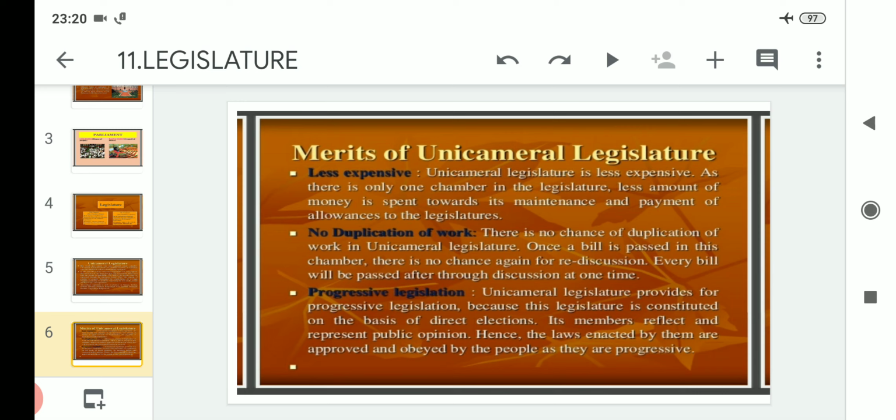So as a result, what will happen? All the allowances and salaries that have to be paid to the members of that parliament will be less in number than in those countries having two houses of parliament, which will have bigger expense than this unicameral legislature. So whatever the maintenance and salary costs paid to the legislators are, they are less expensive because of the fact that they have only one chamber or one house. After that, no duplication of work.